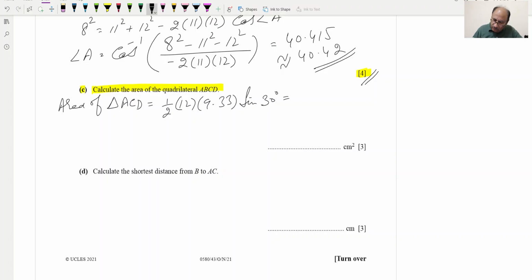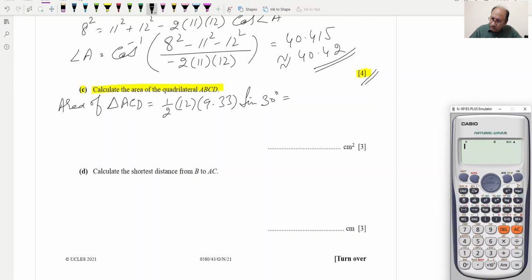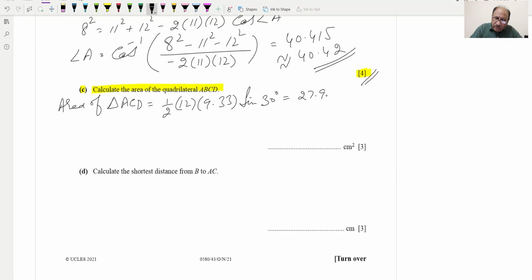And this will be equal to how much? This will be 0.5 into 12 into 9.33, and sine of 30 degrees, and this is equal to 27.99 centimeters squared.